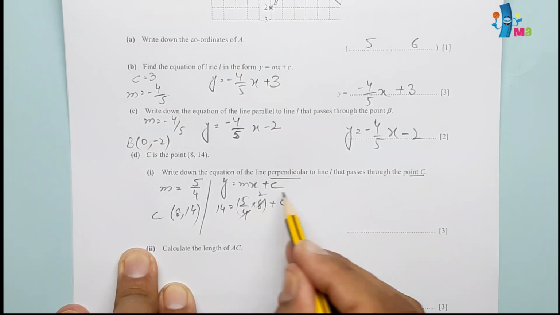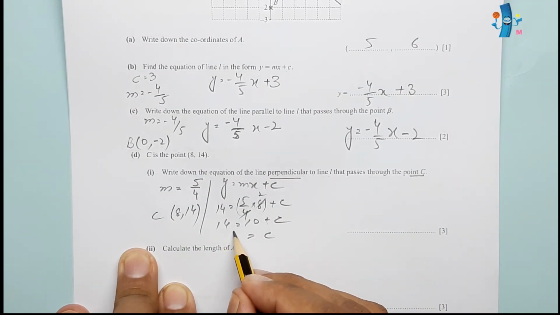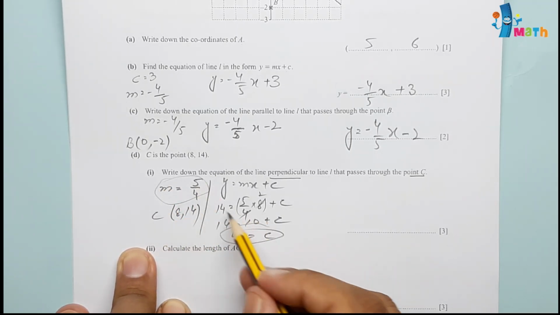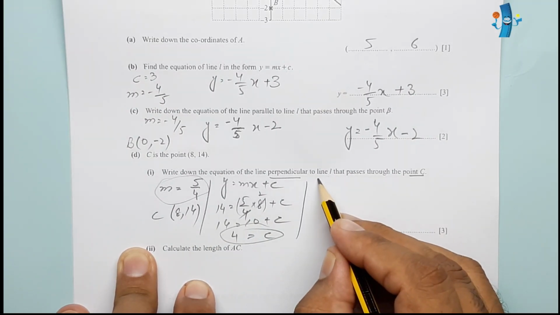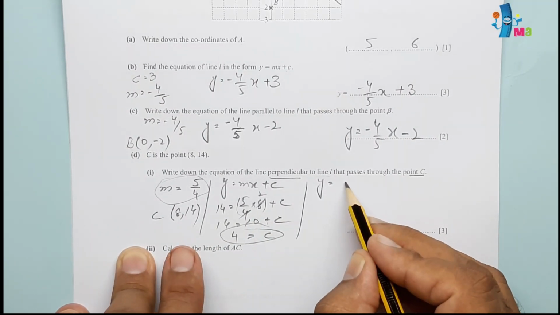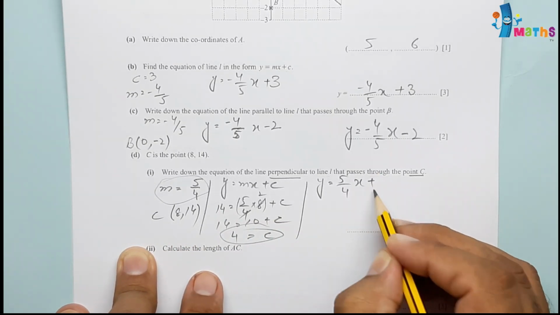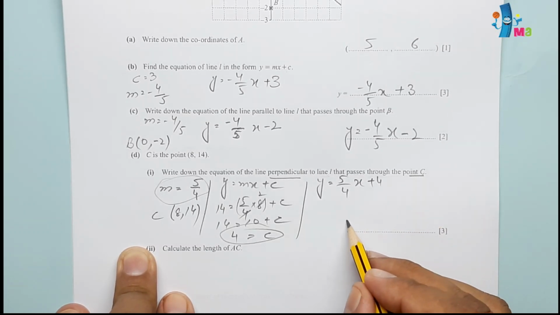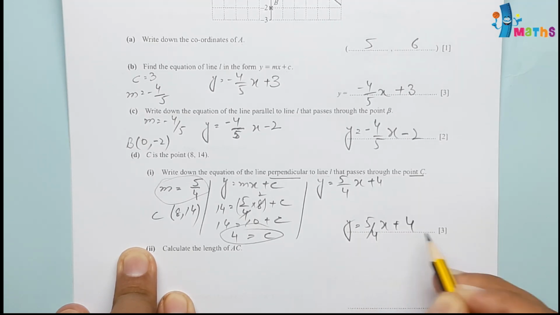So 4 2s are 8. So 14 is equal to 10 plus c. So c will be equal to 14 minus 10, which is 4. So this is the value of c and this is the value of m. Now by using these two values, we can write the equation in the form y is equal to mx plus c. So y is equal to 5 by 4 x plus 4. We will write here the answer: y is equal to 5 by 4x plus 4.